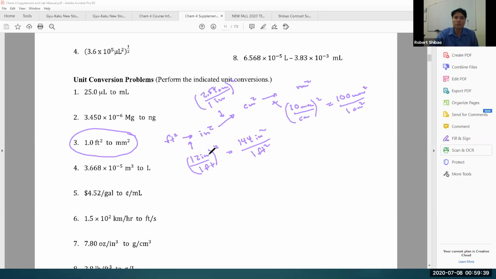So we have to do the squaring stuff for this one. We have to do cubing stuff for this one. This is a cubed. So we got to do some cubing stuff to get to liters eventually.